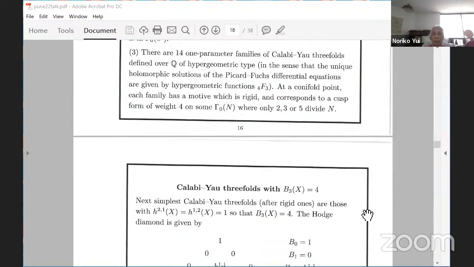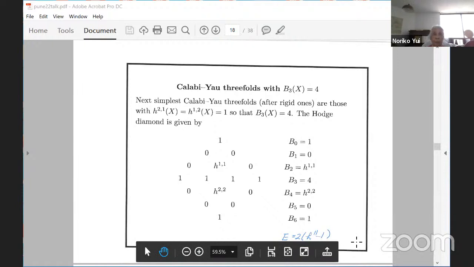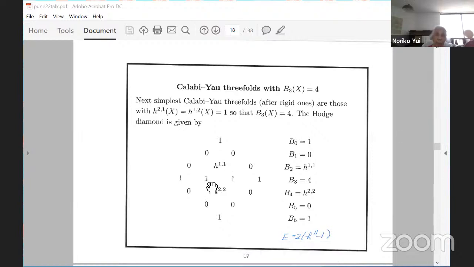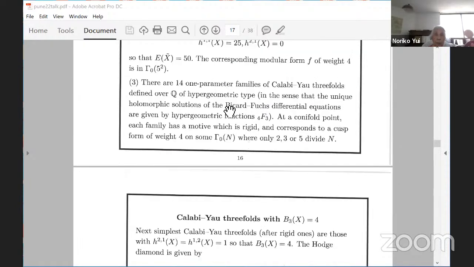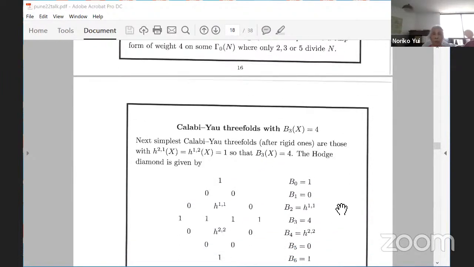Okay, so that's a rigid Calabi-Yau. The next question is when we have b3 equal 4, that's the next simplest case. So the Hodge diamond looks like that. Then the Euler characteristic is twice (h11 minus 1). So either this, or we may consider a Calabi-Yau where h11 is 1 and h21 is non-zero. Flipping this, we get the Hodge diamond of this type. So that's the mirror of the Calabi-Yau where h11 equals 1. These 14 one-parameter families belong to that category. Okay, so these are the Calabi-Yau threefolds we are going to consider.